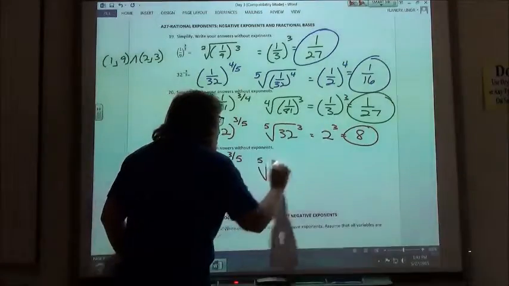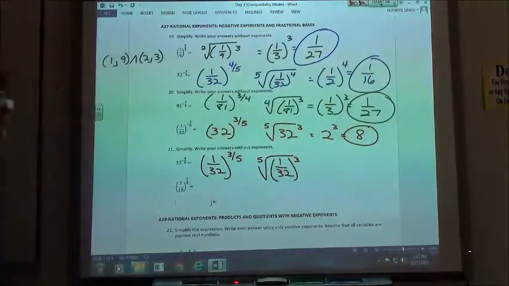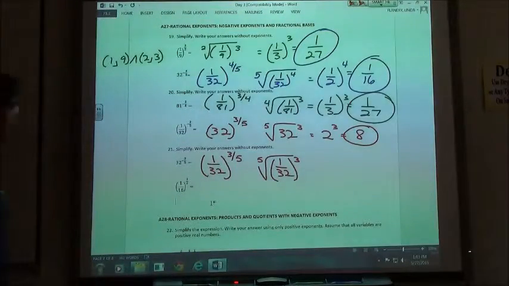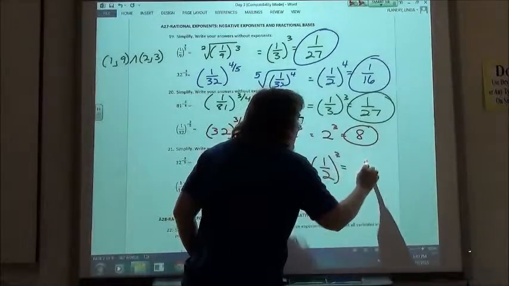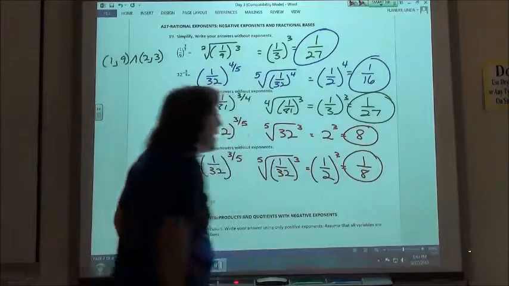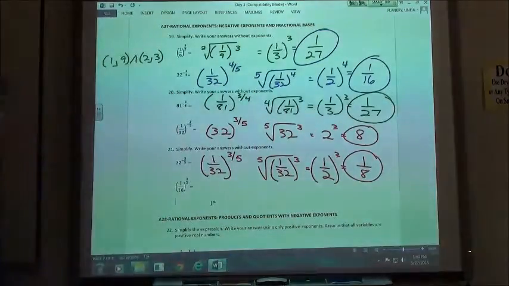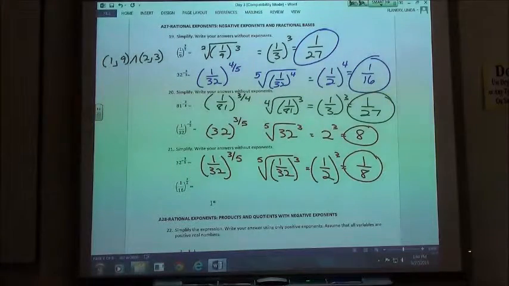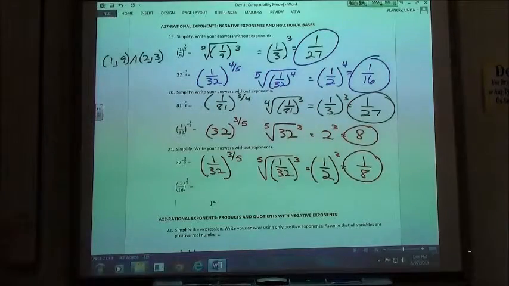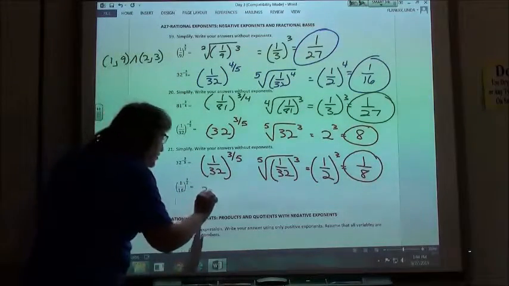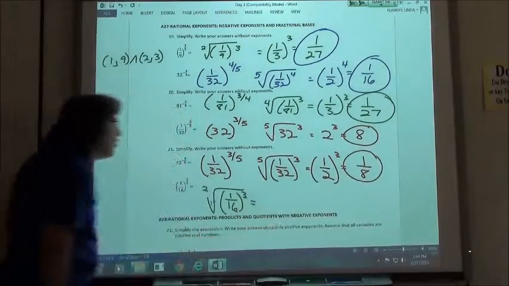So the 5th root of 1/32 cubed is my problem. The 5th root of 1/32 would be 1/2. And then if I take 1/2 and cube it, I'm going to end up with 1/8. And the next one there, I'm going to do 1/16 to the 3/2 power. Notice this time my exponent is positive, not negative, so I'm not going to flip it over to start with. I'm just going to do the square root of 1/16 and raise my answer to the 3rd power.